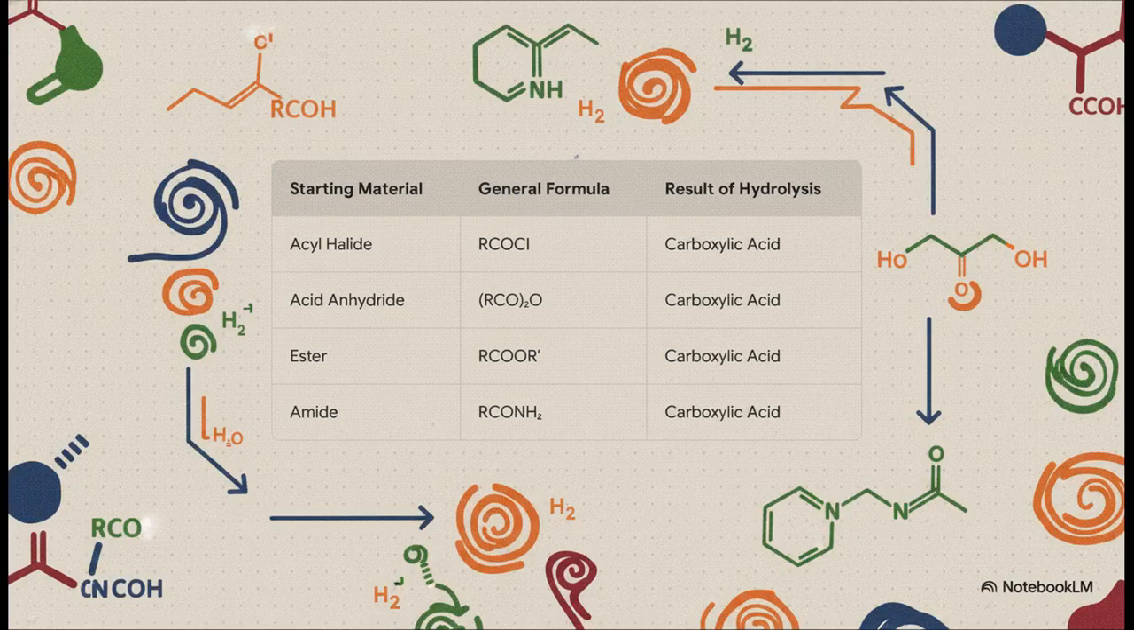And you can see just how versatile this tool is. Check out this table. You've got acyl halides, acid anhydrides, esters, amides, a whole family of related compounds. And every single one of them can be turned into a carboxylic acid with this one simple method. It's this really cool, consistent pattern you see all over organic chemistry.